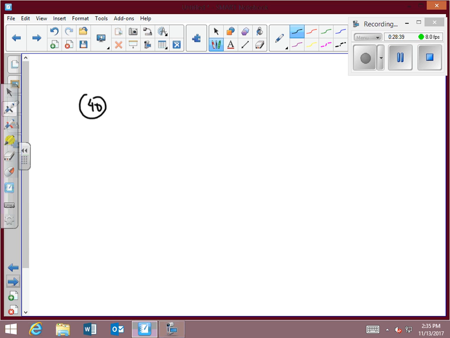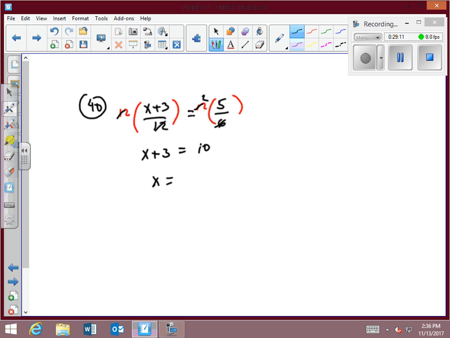x plus 3 over 12 equals 5/6. Probably, in this case, multiplying by 12 is the fastest way, isn't it? You could do cross multiplication, but the 12s go out. You got x plus 3 on this side. You got 2, 10, x equals 7, right?